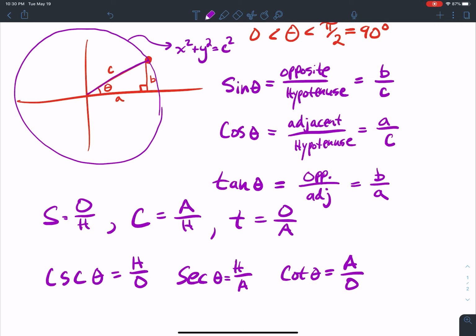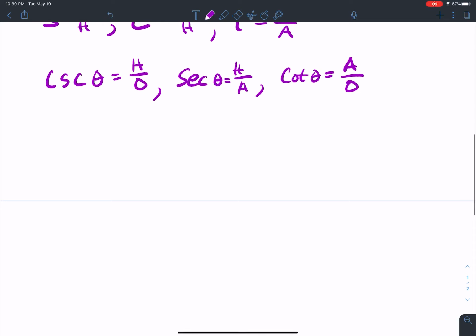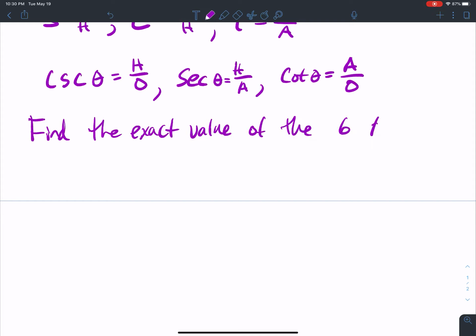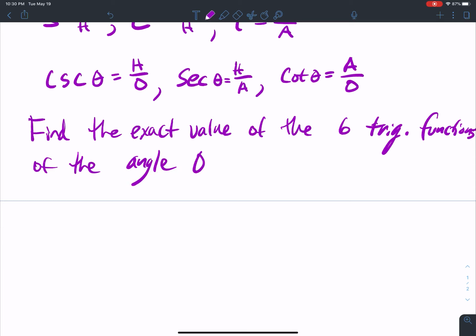So what I want to do is take an example. I want to find the exact value of the 6 trigonometric functions of the angle theta for this picture right here. So I've got a right triangle and an angle theta, and it's a 5 here and a 3 here. Okay, and then this is opposite. So I want to know the 6. So how do I do this?